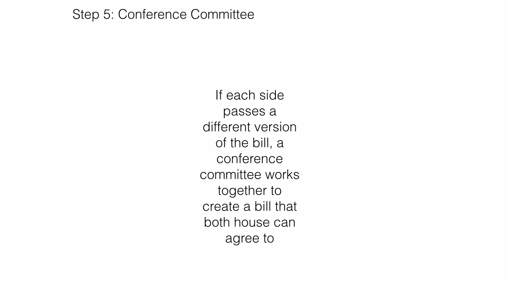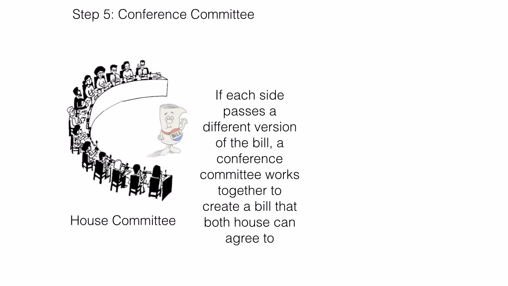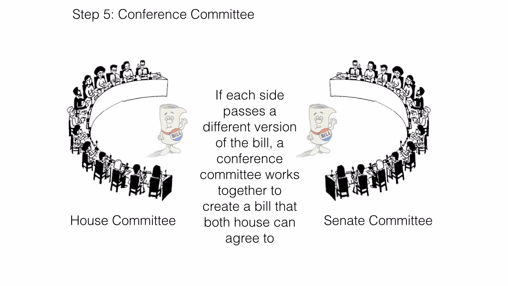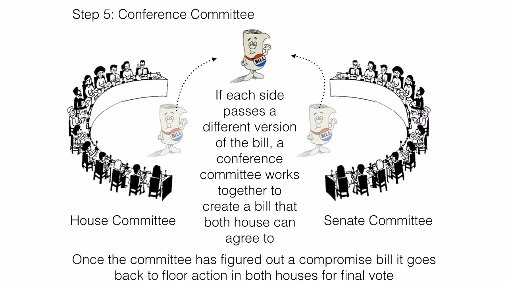If this happens, there has to be what's called a conference committee. That means that the House sends a group of people and the Senate sends a group of people to meet together. And they together create one bill that has something of what they both like in it, called a compromise bill. Once they both compromise, they send it back to floor action in both houses for a final vote.